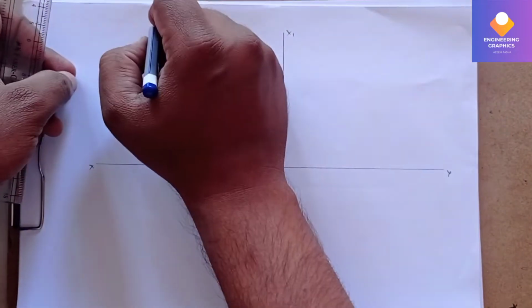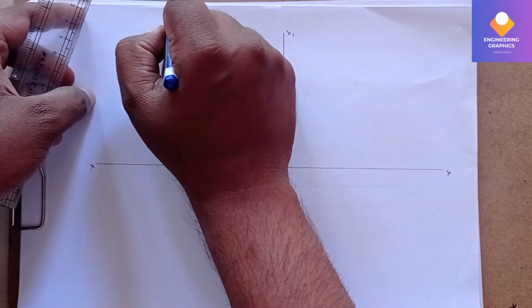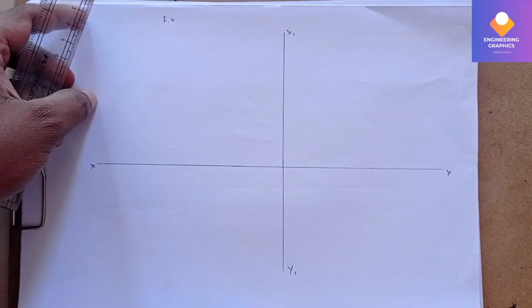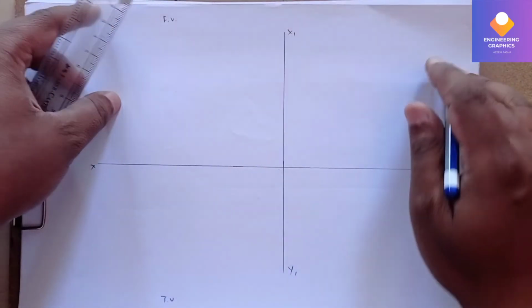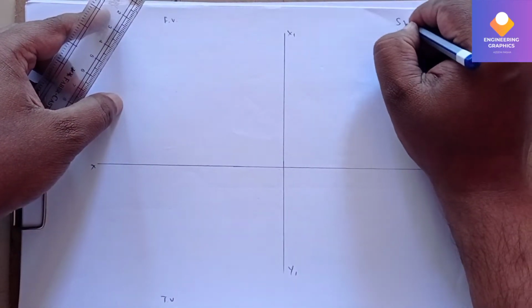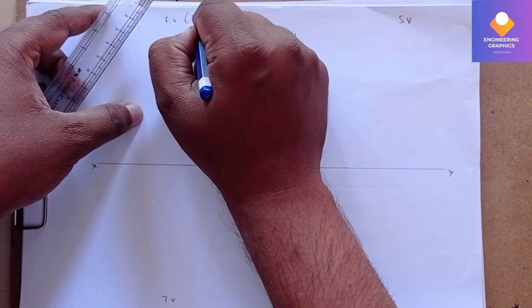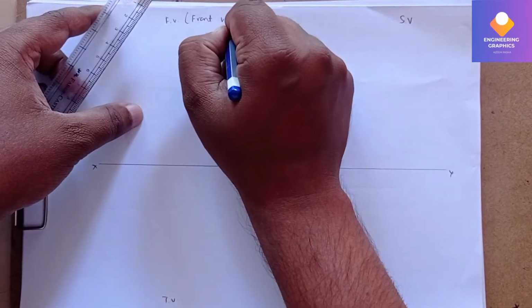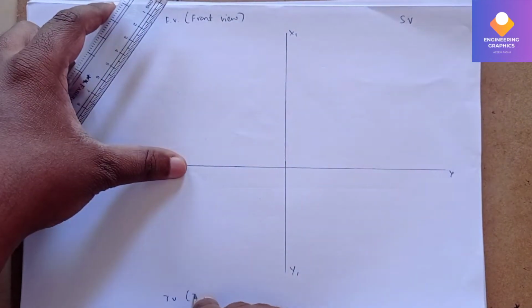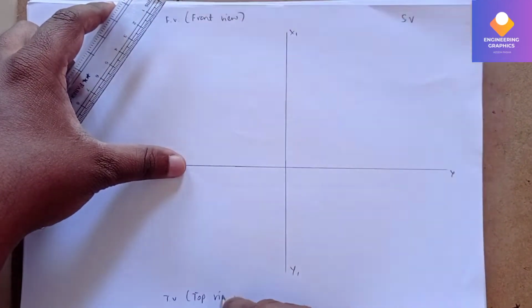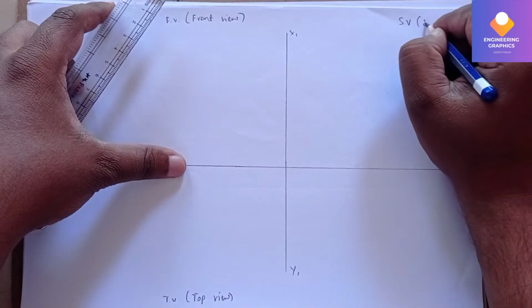Now we need to analyze. We can write this here. Here I will be constructing the front view, that's why I've written FV. Here I will be constructing the top view, and here the side view. Those are the short notations. Otherwise I will write the full thing: front view, top view, and this is our side view.